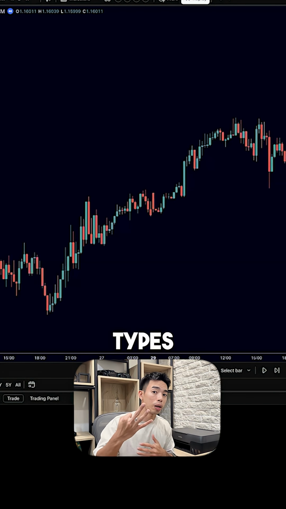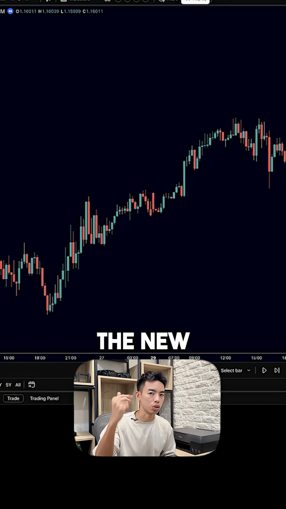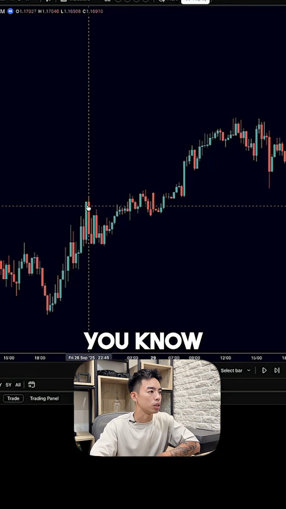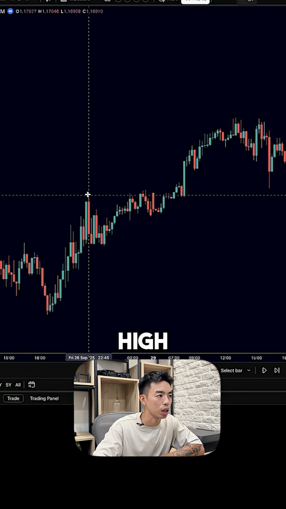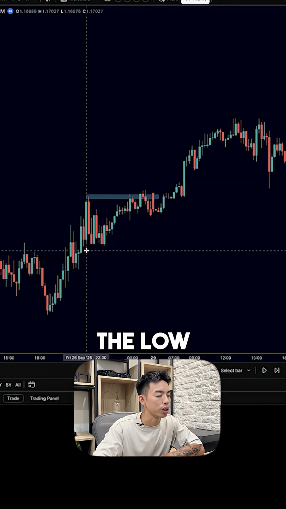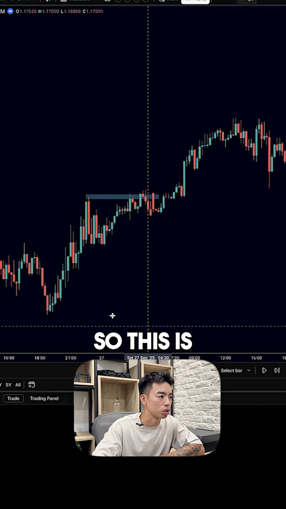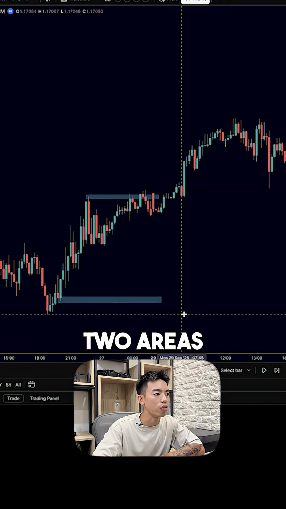There's mainly three types of market sessions. There's the Asia session, there's the London session, and then there's the New York session, right? In this case, I'm looking at this area here as the high end of New York session, okay? And it encompasses this high and this high, okay? New York closes right around here. And for the low end of the New York session, so this is the low end of the New York session. So I have these two areas marked out.